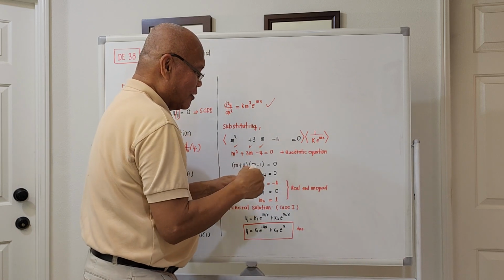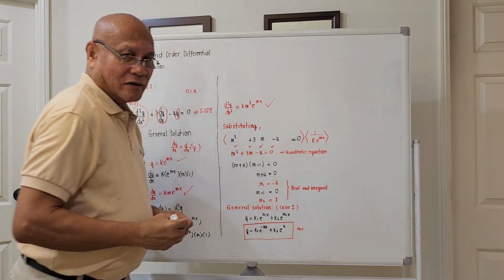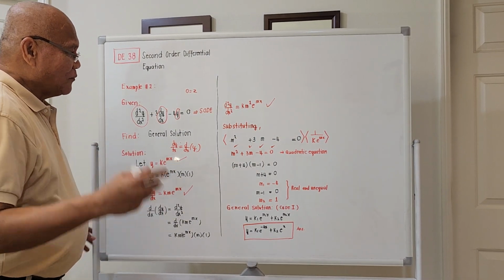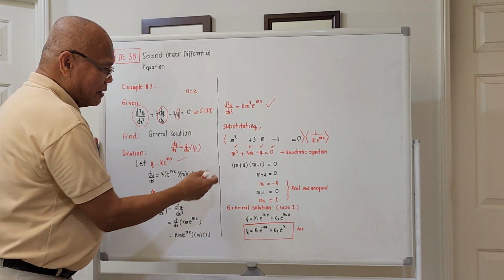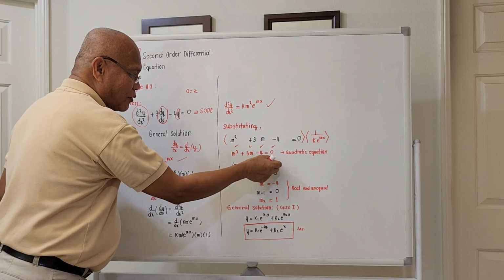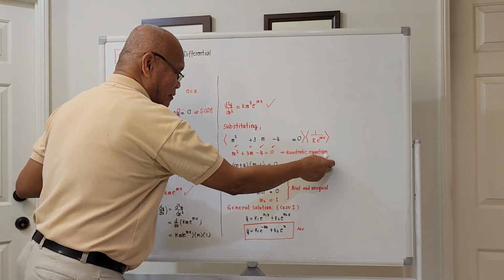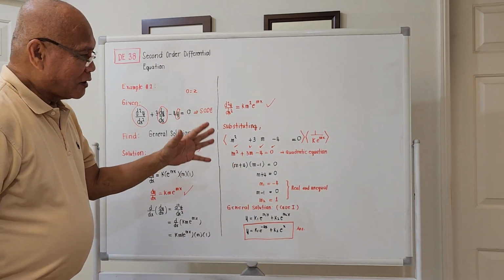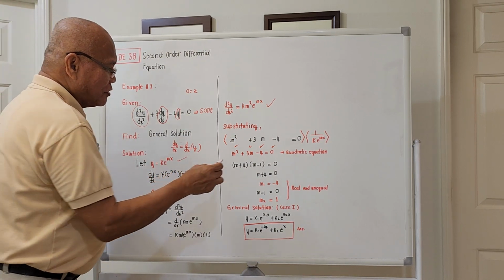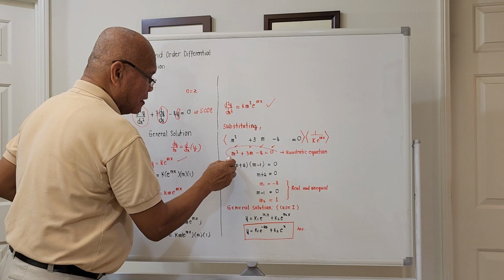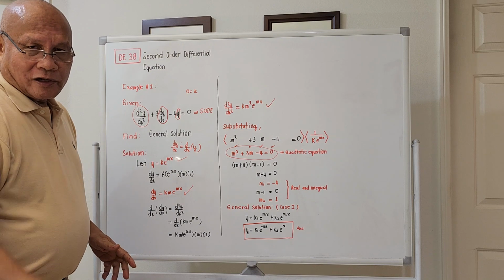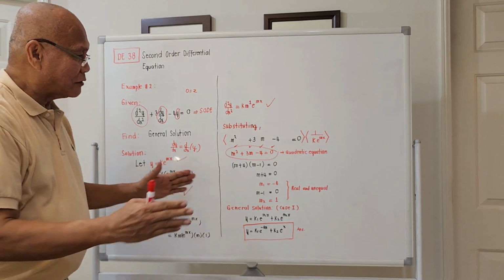Anything multiplied by 0 will still be 0. So what comes out after the expansion and simplification is a quadratic equation: m squared plus 3m minus 4 equal to 0. The only unknown is m, the one we needed in the general solution. And the computation of the roots of this is now pure algebra. You could use the quadratic formula or factor by inspection.